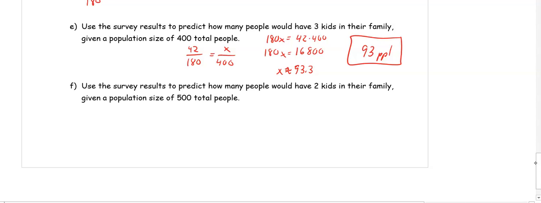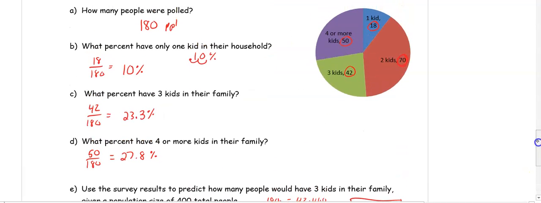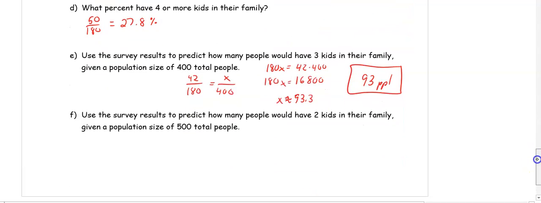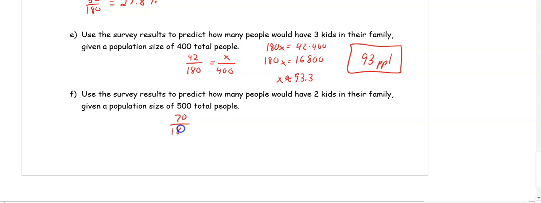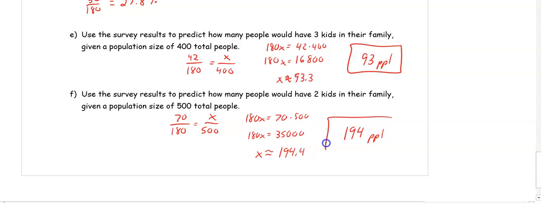Using the survey results, predict how many people would have 2 kids in their family. So if we go back up to our pie chart, we see 2 kids in the family is 70. So we have 70 over 180 equals x over 500. So we get 180x equals 70 times 500. 180x equal to 35,000. When we divide by 180, we get x is 194.4. Remember, we round down for people, so it'd be 194 people.